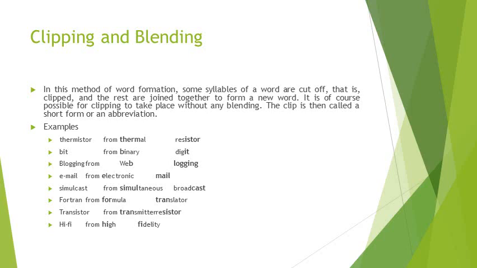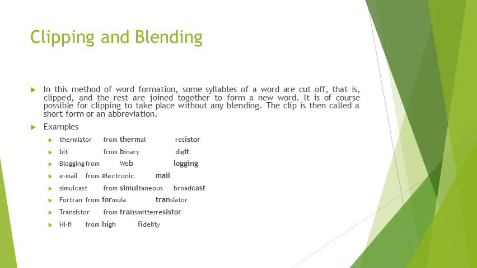Like I said, in clipping and blending, some syllables are cut off, and then the rest are joined together to form a new word. Now, it's possible to have a clip without a blend. In that case, what you have is an abbreviation. Now, take the word resistor.